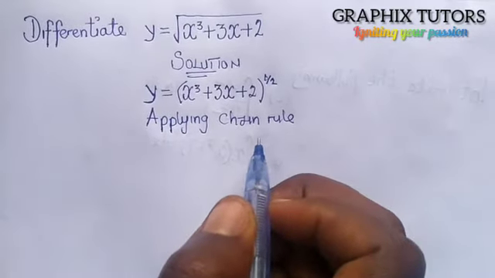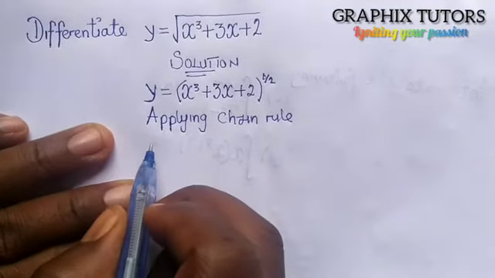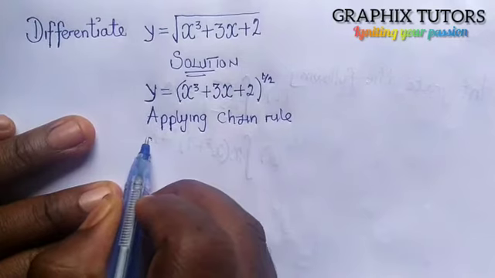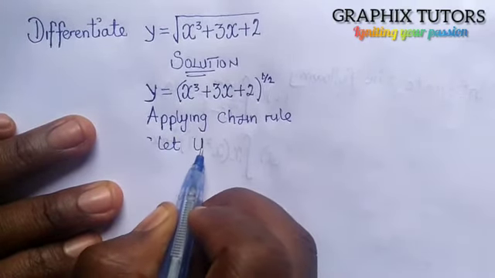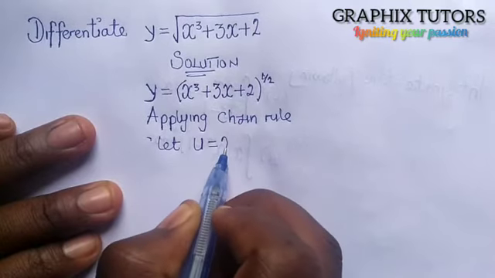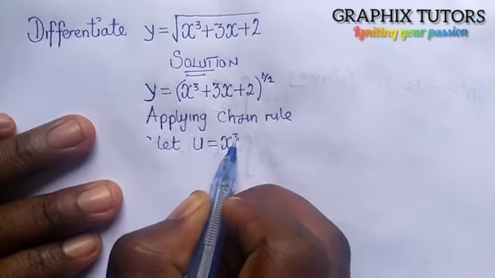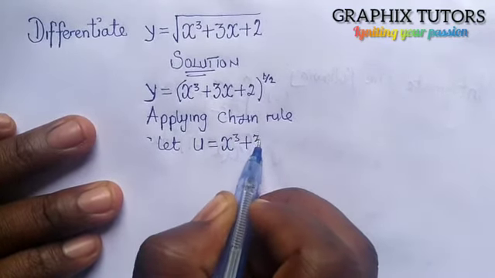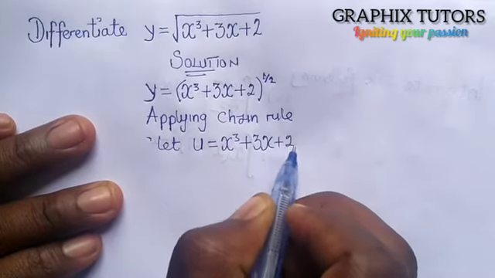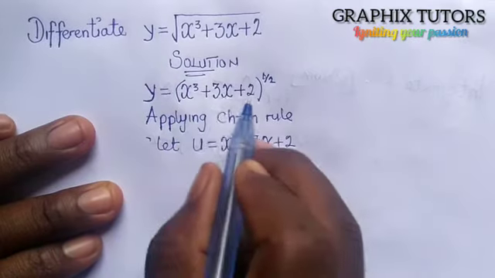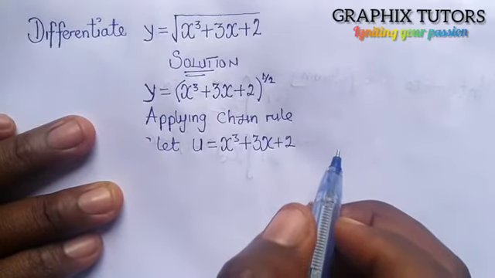We'll say that, let u be equal to x cubed plus 3x plus 2. So you represent u with everything that is inside here, right?